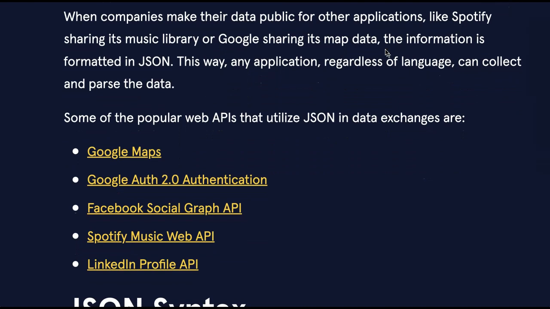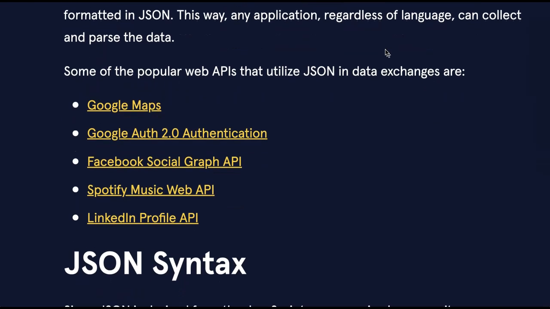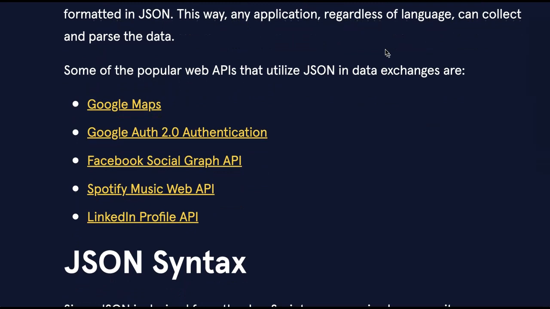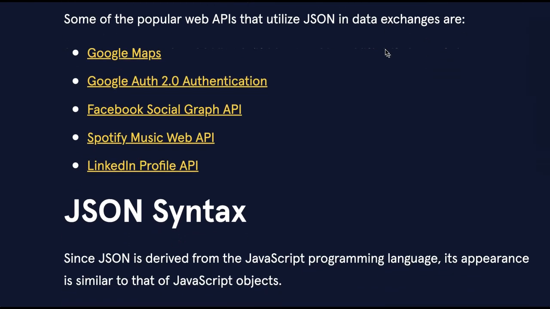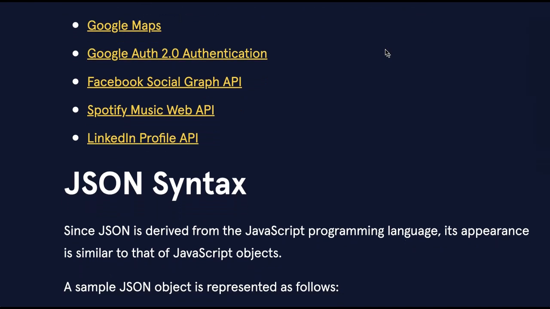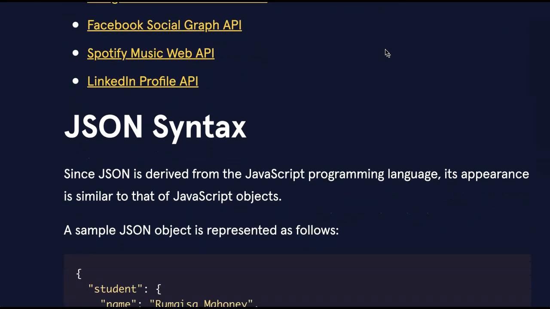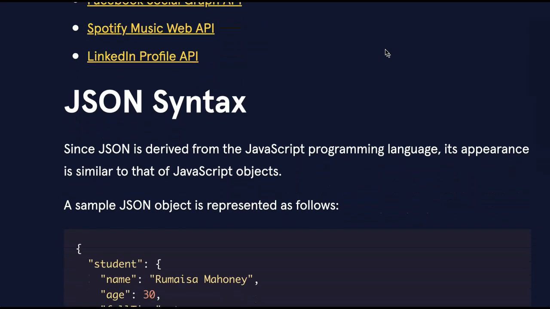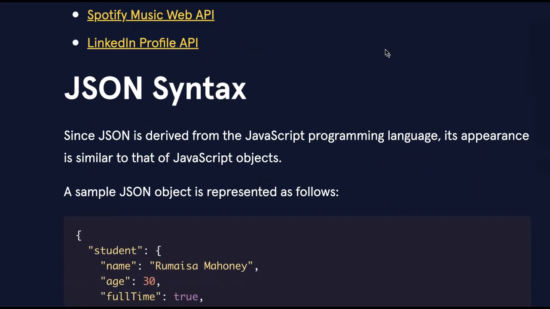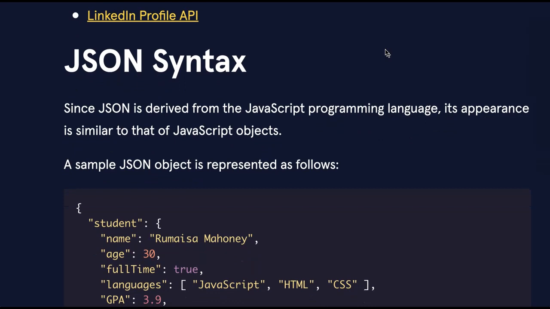When companies make their data public for other applications, like Spotify sharing its music library or Google sharing its map data, the information is formatted in JSON. This way, any application, regardless of language, can collect and parse the data. Some of the popular web APIs that utilize JSON in data exchanges are Google Maps, Google Auth 2.0 authentication, Facebook's Social Graph API, Spotify Music Web API, LinkedIn Profile API.